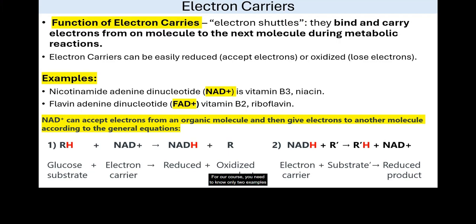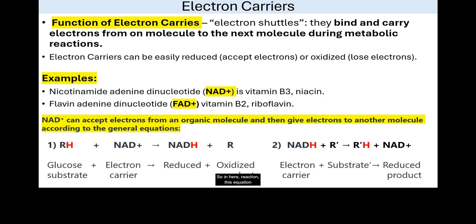For our course, you need to know only two examples of electron carriers, NAD+ and FAD. As you can see, they are derived from vitamins B3 and B2, and they're important for energy. So the more B vitamins you get from food or supplements, the more energy you will have.